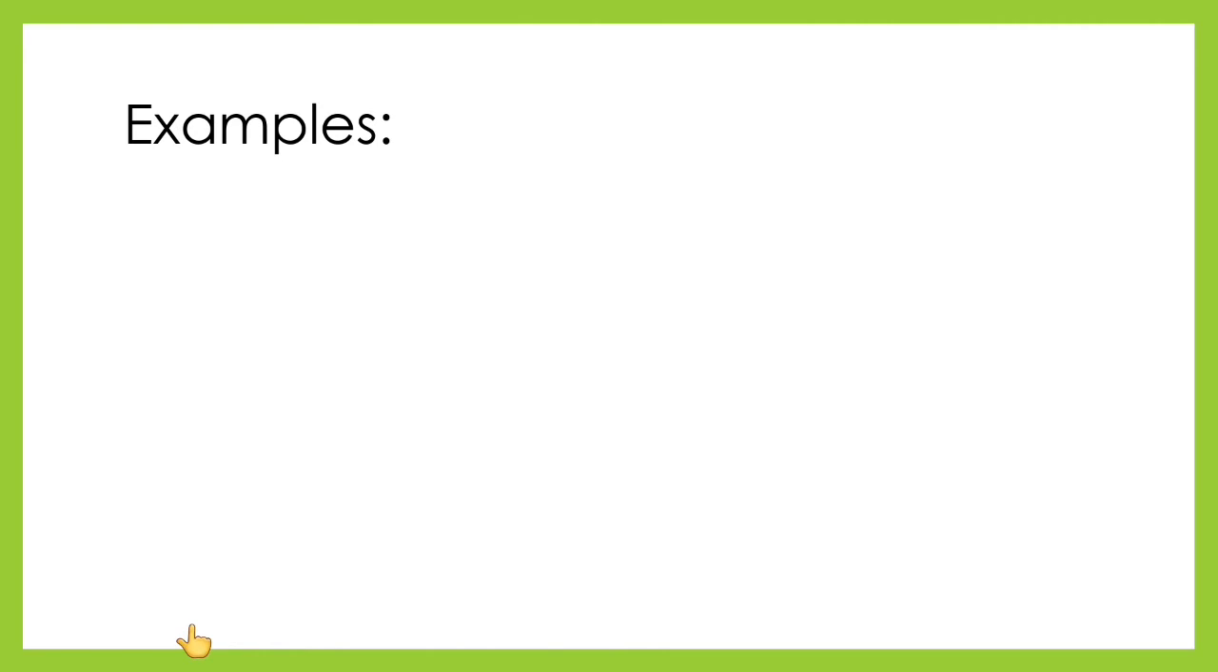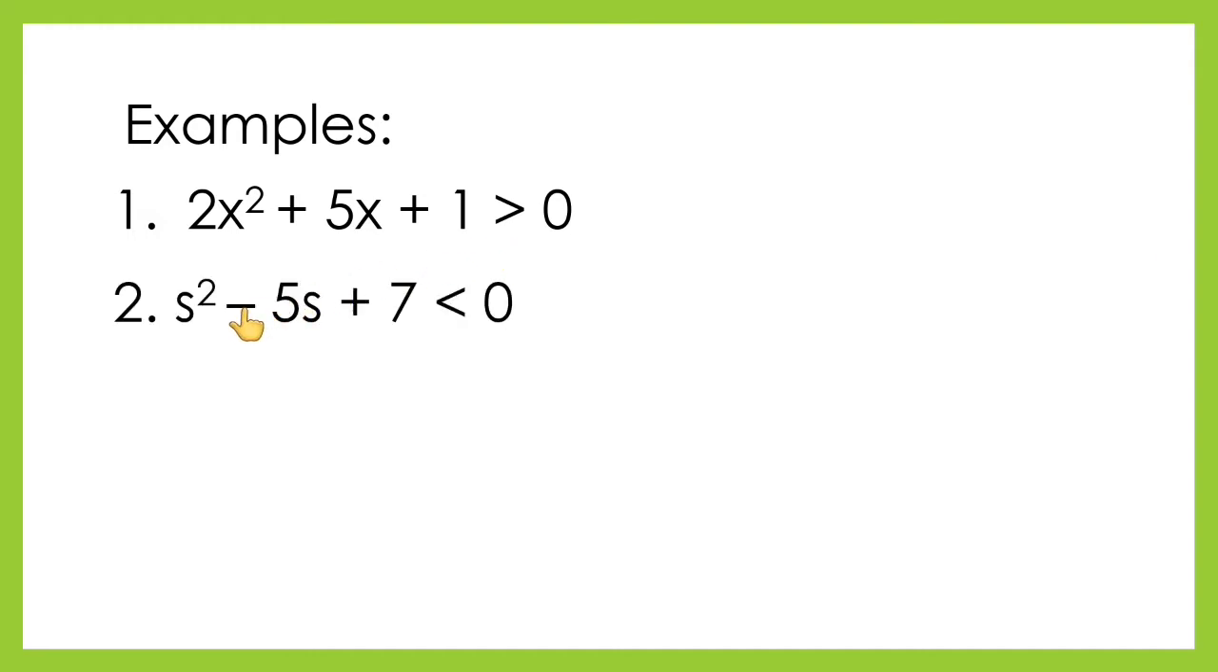Let us have some examples of quadratic inequality. Number 1, 2x squared plus 5x plus 1 is greater than 0. This is a quadratic inequality dahil ang degree or ang exponent natin ay 2. At meron siyang inequality symbol na greater than. Number 2, s squared minus 5s plus 7 is less than 0. This is also a quadratic inequality.